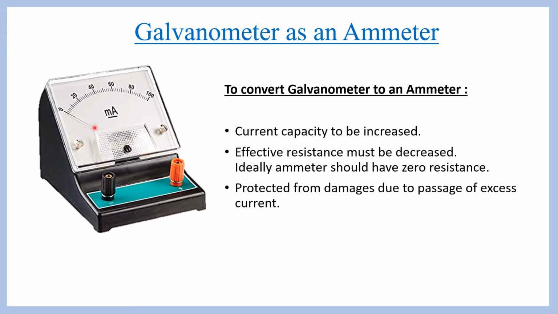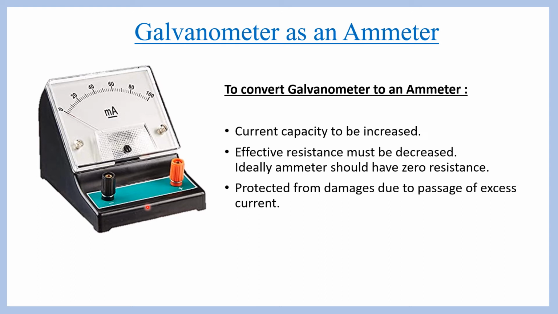Now before converting this galvanometer into an ammeter, the current capacity of the galvanometer has to be increased. That means basically when we see a galvanometer, it has a current carrying capacity. But when we have to use it as a current measuring instrument, that is an ammeter, we have to increase the current carrying capacity to convert a galvanometer into an ammeter.